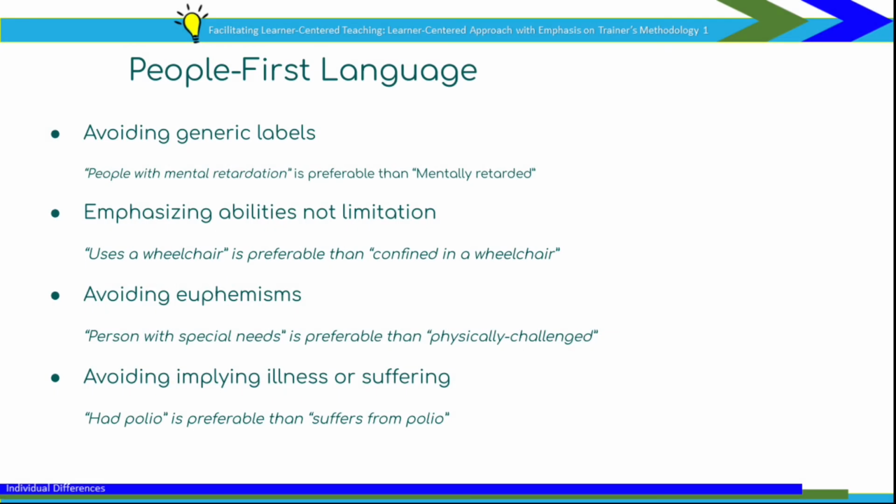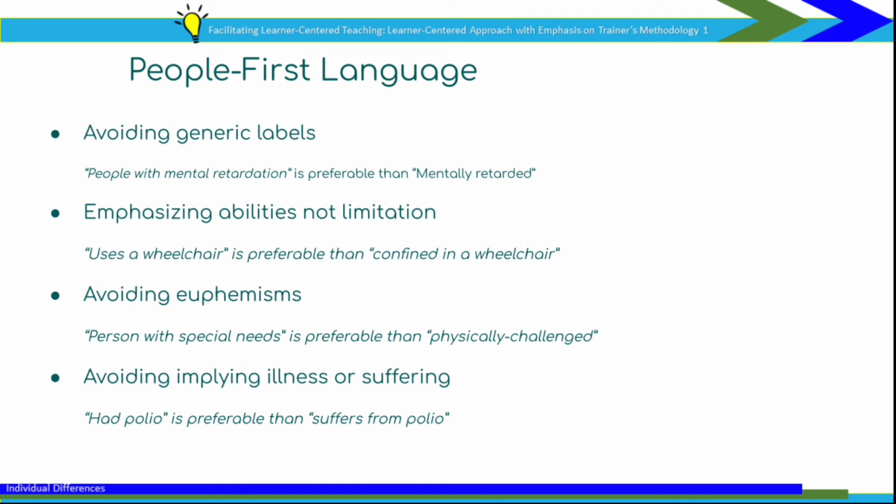People first language. What is people first language? Just as the term would imply, this language involves putting the person first, not the disability. So there are some suggestions for referring to those people with disabilities. First, avoid generic labels. People with mental retardation is preferable to the mentally retarded. Another one, emphasize abilities, not limitations. For example, uses a wheelchair is preferable to confined to a wheelchair.